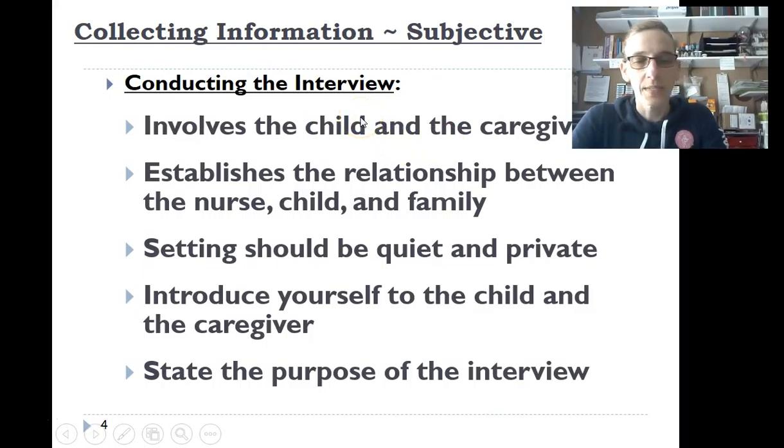All right, the reason is you're trying to get more information about the illness or the reason for visit.